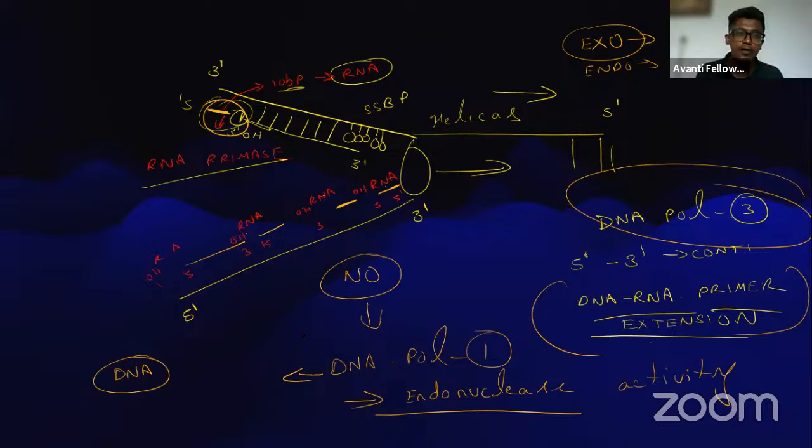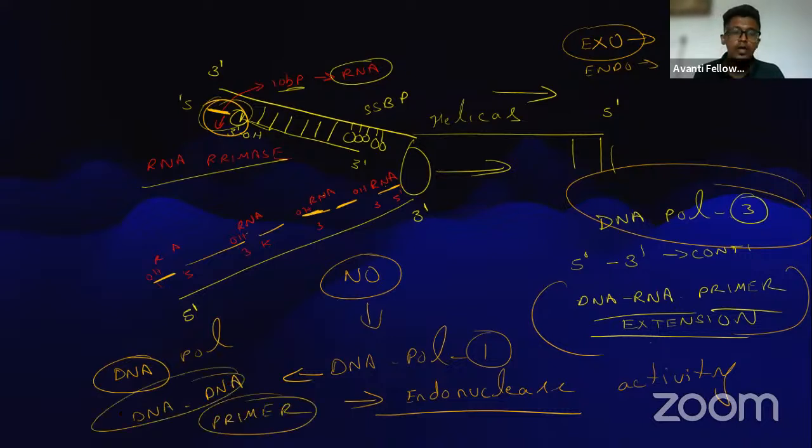What is the second activity it will do? Now the gaps are there, right, where the RNA was. Those gaps have to be filled by who? The DNA pol 1 only. So this gap filling is done by DNA pol 1. So that is called as what? Creating DNA primer. Got it? So replacement of RNA primer with DNA primer is done by who?